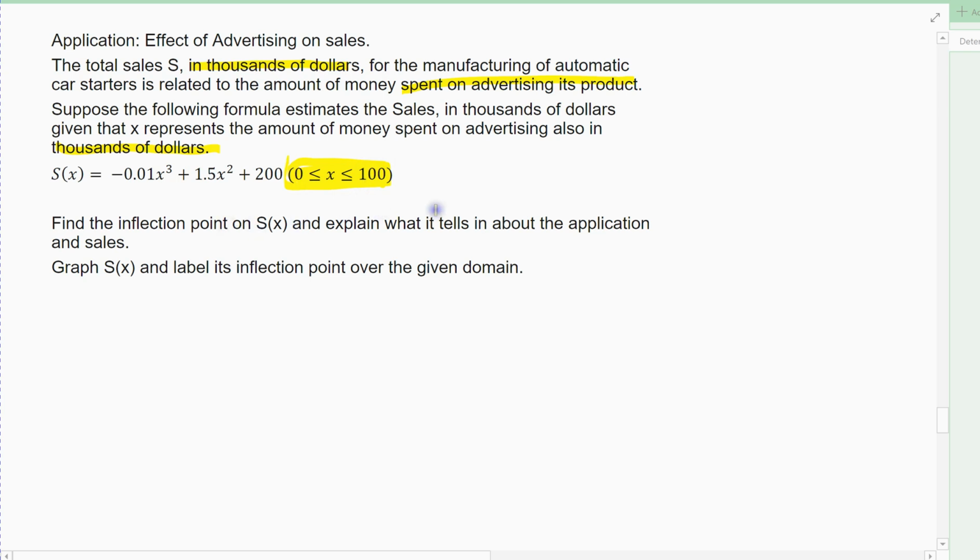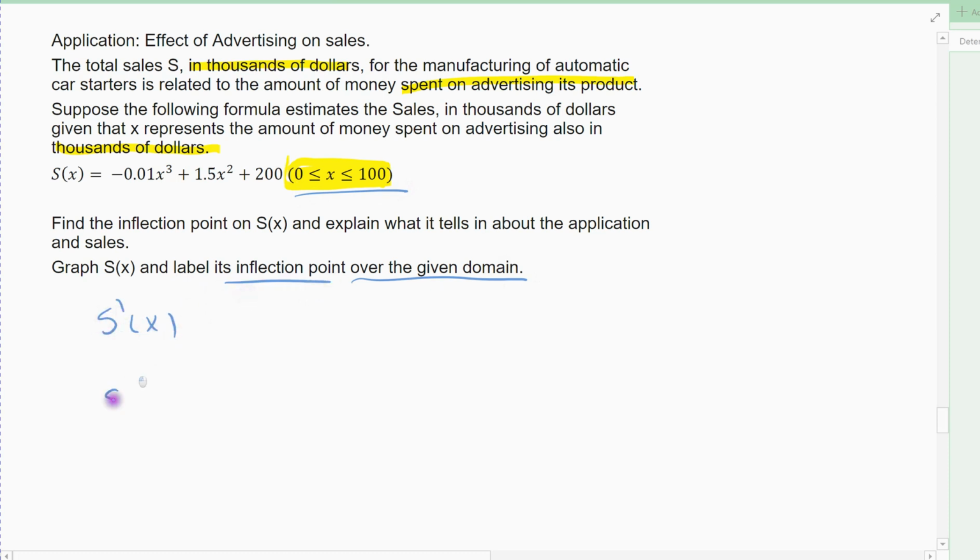Find the inflection point, explain what it tells you about the application, graph the sales equation, label it, and give its domain. Label it over the given domain, sorry, which is 0 to 100. Alright, so first I'm going to find the inflection point. So we need to find the second derivative.